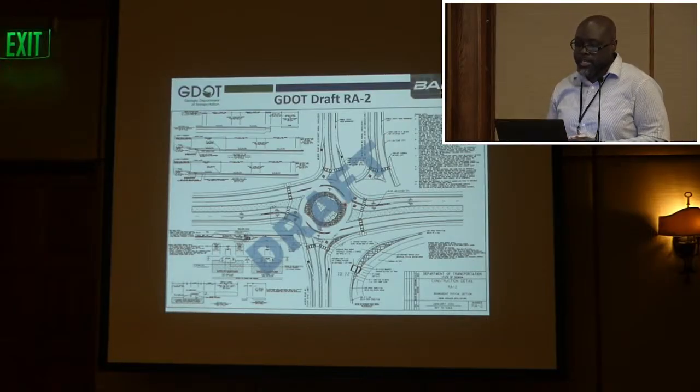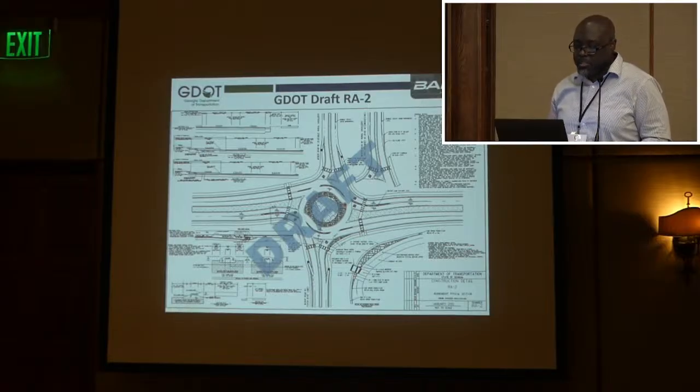This is our latest draft of our RA2 roundabout detail. It has a lot more information than the prior detail. Not to get into details about this detail, we just want to classify this as more of our urban configuration roundabout. So it has the urban shoulder setting, the bike lanes, crosswalks, and things of that nature. So we're in that classifying stage with this detail.